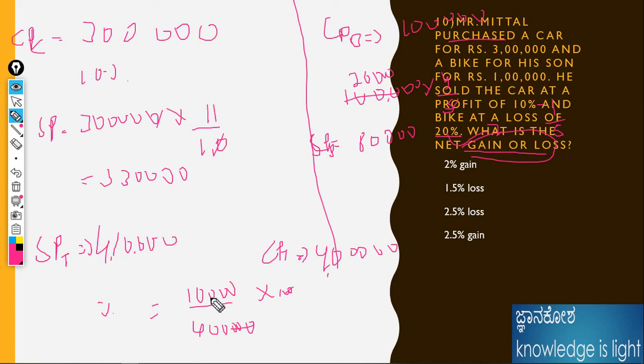Therefore, 10 by 4 is remaining. That is 5 by 2. 5 by 2 is 2.5%. Sorry, gain is the answer. Isn't this the easy way to solve this problem?